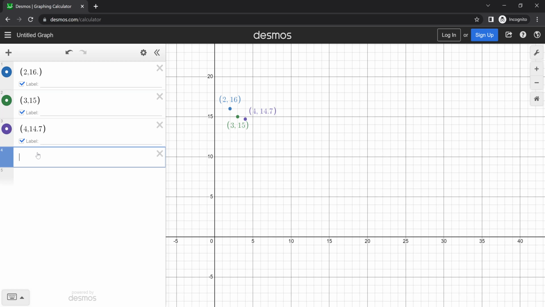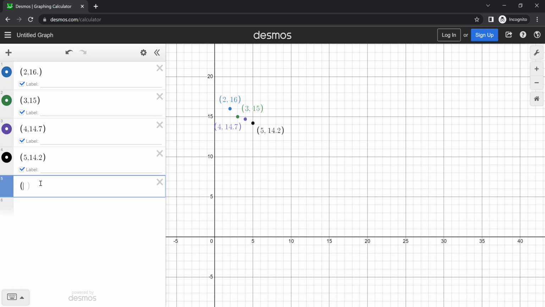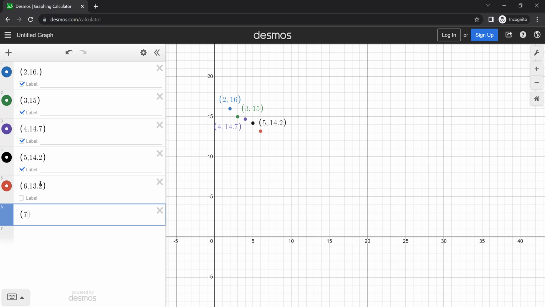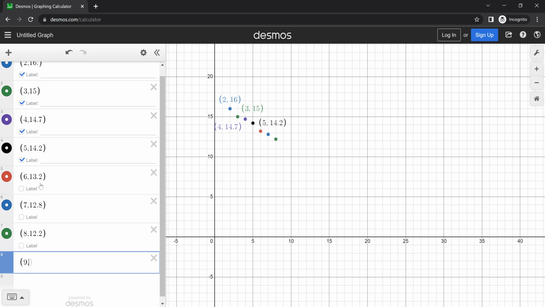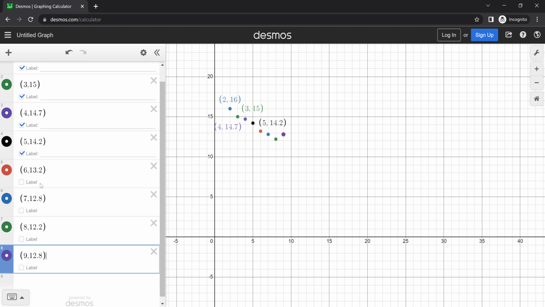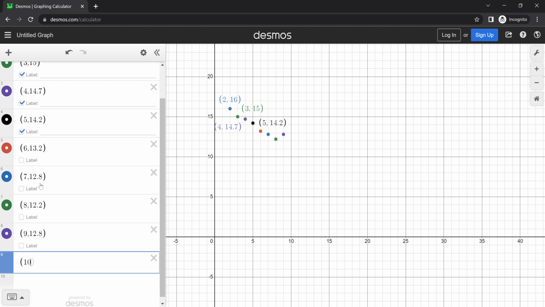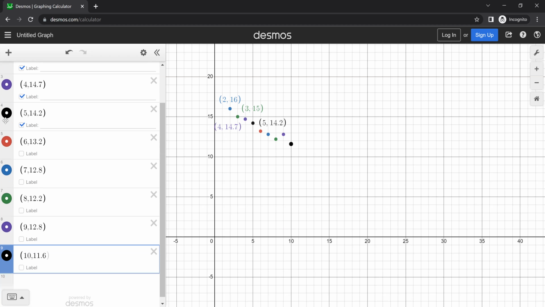14.7. Label 6, 13.2, 7, 12.8, 8, 12.2, 9, 12.8, and then 10, 11.6. Okay, and I'll come back and hit the label on all these.